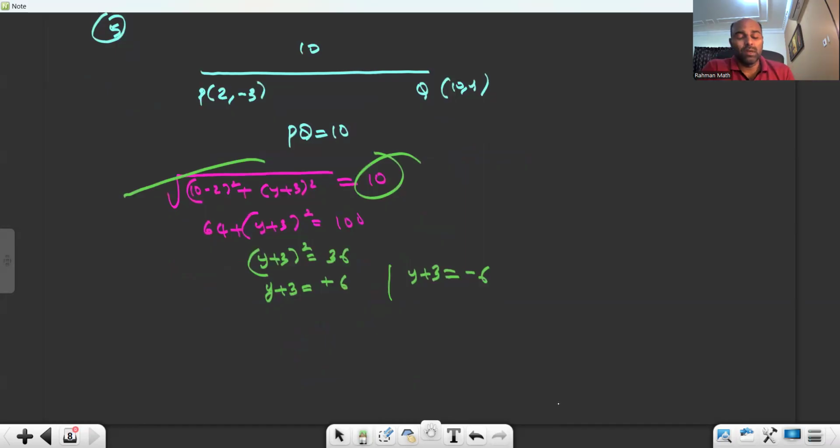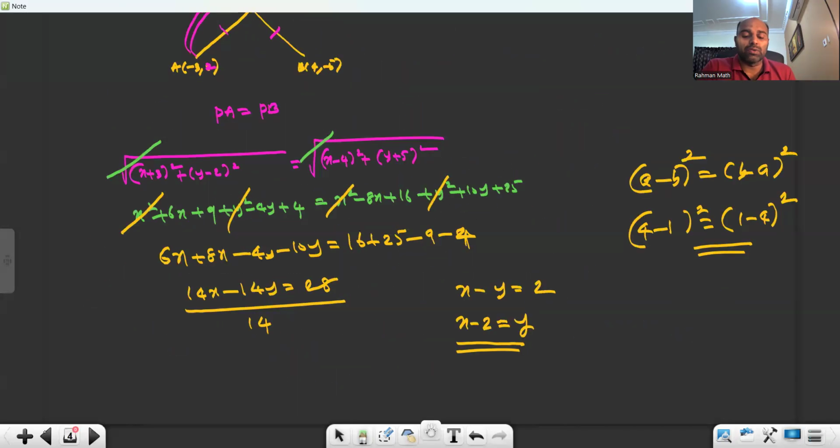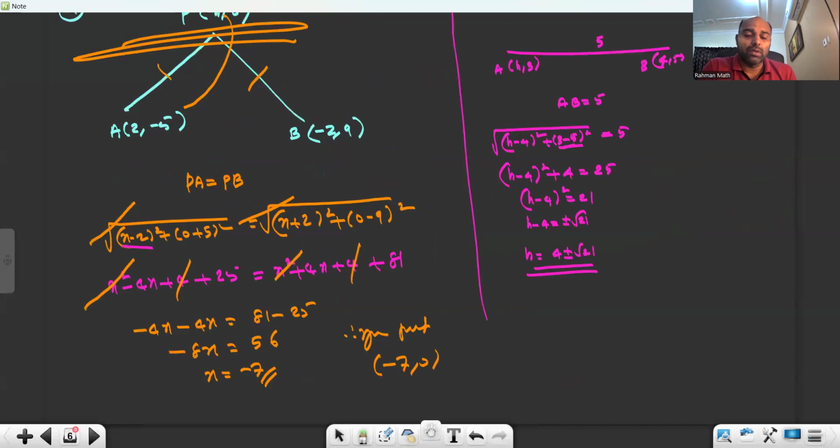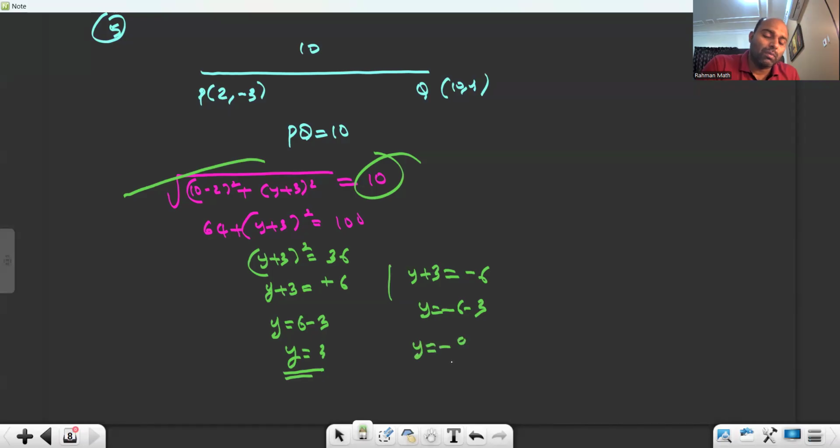But in the previous question, there was root 21. So root 21 directly we can write as plus or minus only. When we transpose root 21, nothing can be done. That's why it's an irrational number, so we just kept it like that. Here also plus or minus you can write together. Now y equal to either 6 minus 3 or y equal to minus 6 minus 3. So I have two possibilities, either y equal to 3 or y equal to minus 9.